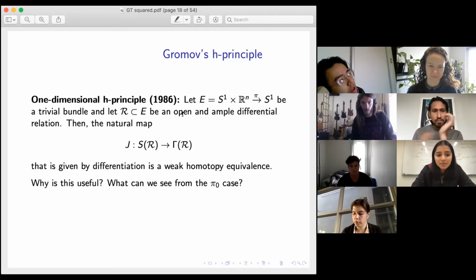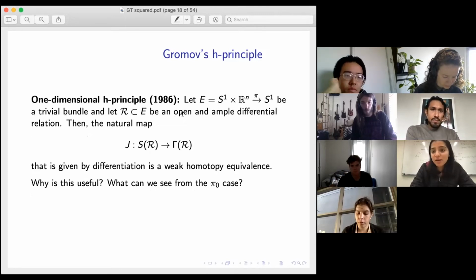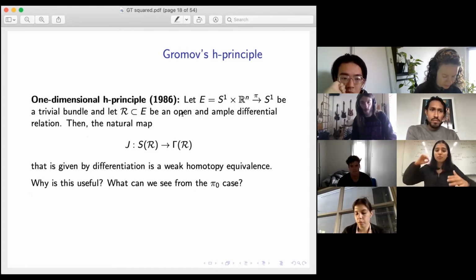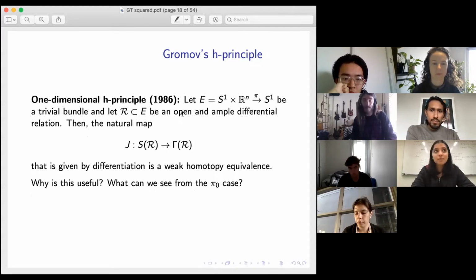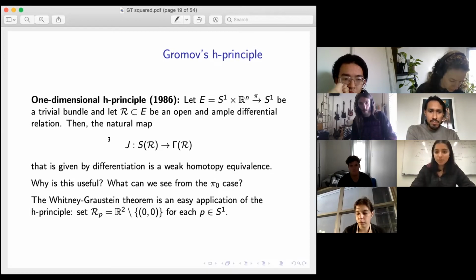Now, why is this useful? Well, we see immediately that the strong version of the Whitney-Graustein theorem is actually just a very, very special case of Gromov's h-principle for ample differential relations. The differential relation is just R^2 with the point 0 removed. It falls out immediately, which is what I've got up here. It's an easy application. We just set R_p to be R^2 with the origin removed.